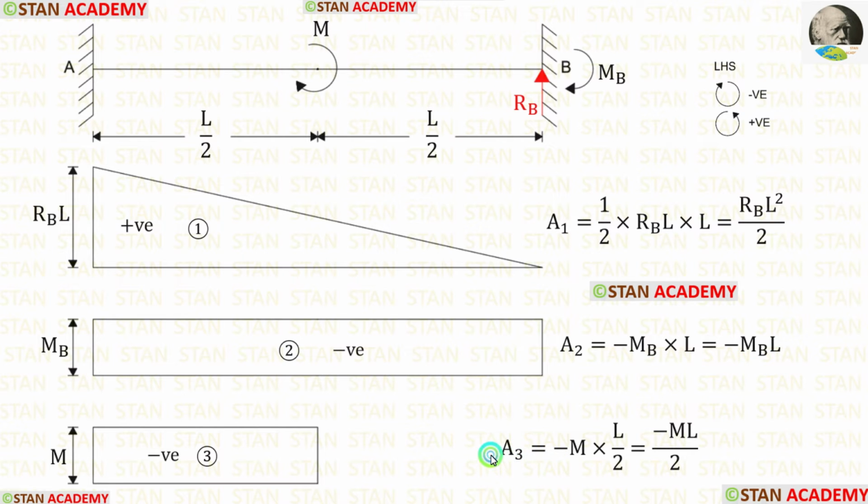Now let us find area 3. This is also a rectangle. When we multiply M with L by 2, we will get the area. This diagram is also negative, so we have to apply a negative sign.